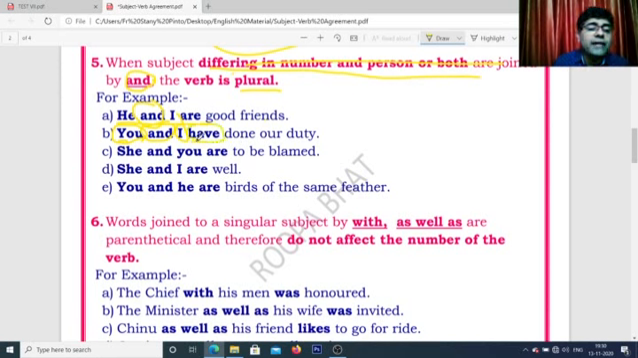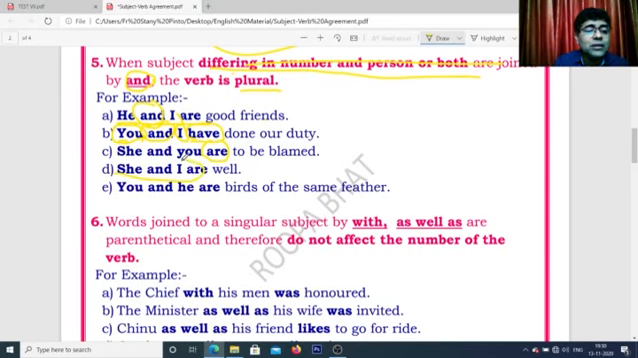So you see, I have. Okay, don't say you and I has done our duty. Then it refers to only I. You are left out. She and you are to be blamed. She and you is to be blamed is wrong. She and you are to be blamed, because otherwise you are leaving out she. She and I are well.